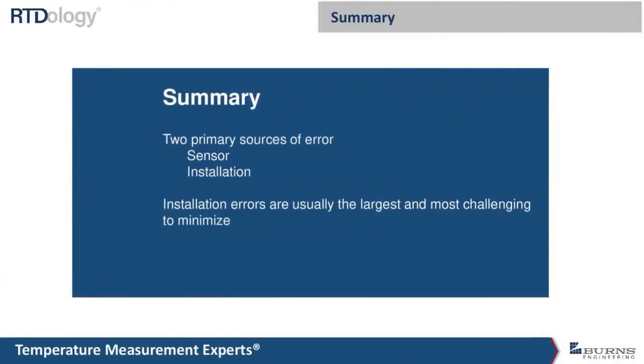And I think with that, we can just wrap this up. I just wanted to reiterate here that there are 2 main error sources. It's the sensor and then the installation, with the installation errors being 90% of the time the largest sources, and some of them are very challenging to figure out what they are, how to minimize them, and then deal with it and account for it in any kind of a total measurement accuracy calculation.